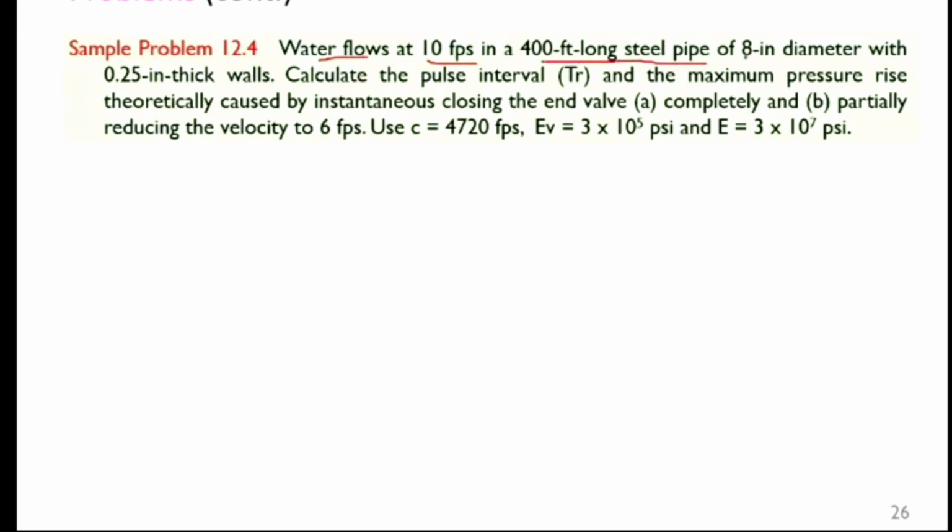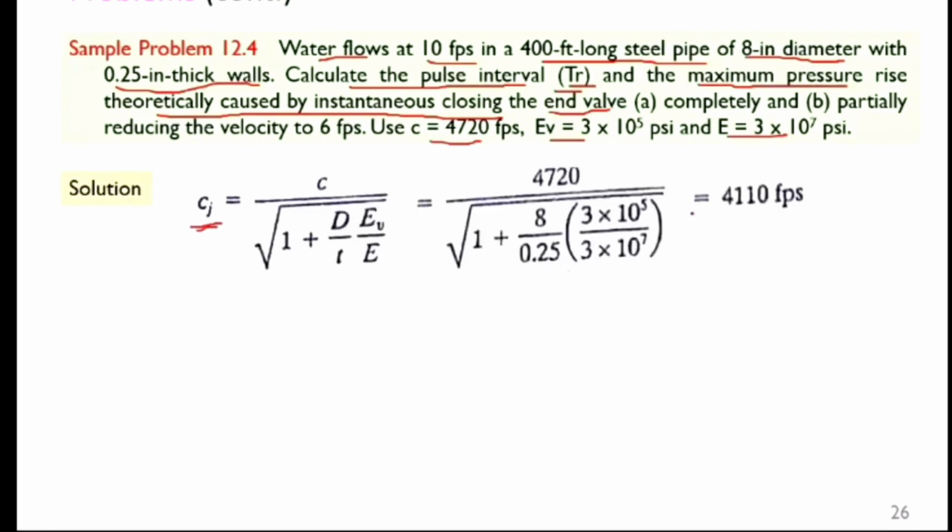Now next, we have water flowing at 10 feet per second in a 400 ft long steel pipe of 8 in diameter with 2-inch thick walls. Calculate the pulse interval, the return trip time, and the maximum pressure rise theoretically caused by instantaneously closing the end valve. Now for instantaneous closing of the end valve, we calculate Cj, the joint celerity of pressure wave C. E and the other properties are given, so we can easily put the values. This is now Cj, the celerity of pressure waves.